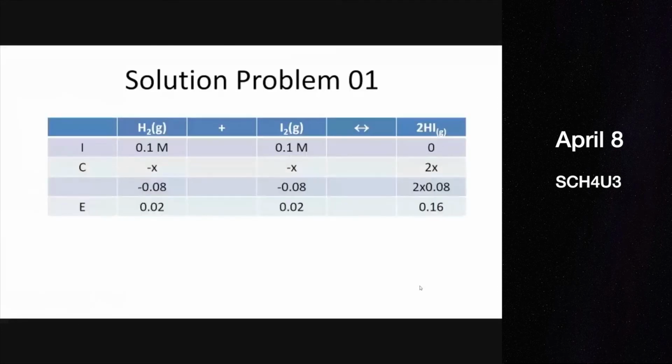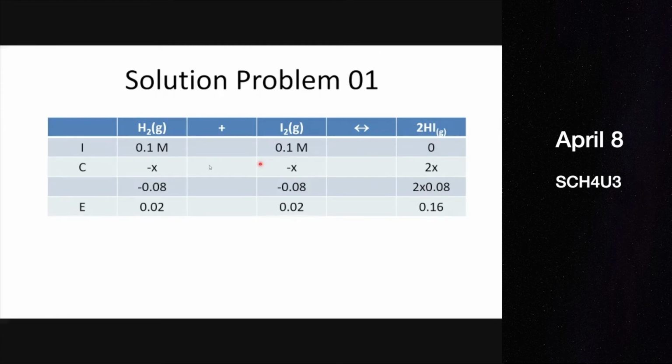So this is what we call an ice table. We write the reaction in the first line, then initial concentration, change in concentration, and equilibrium concentration. Some people also call it RICE. This would be R, reaction, initial concentration, change in concentration, and equilibrium concentration. So we have the reactants and products.